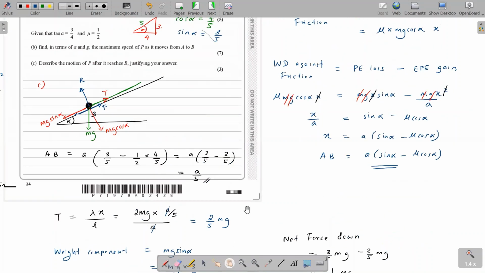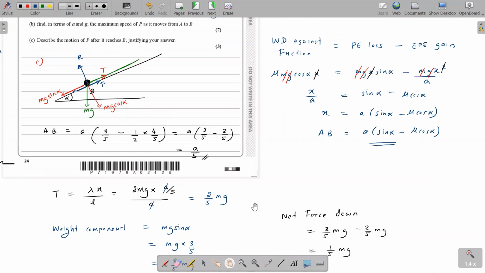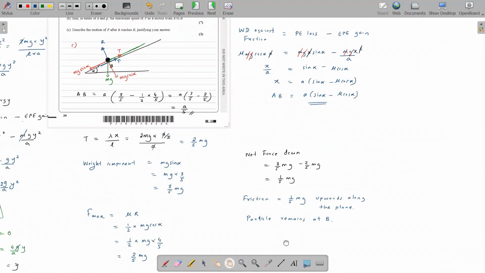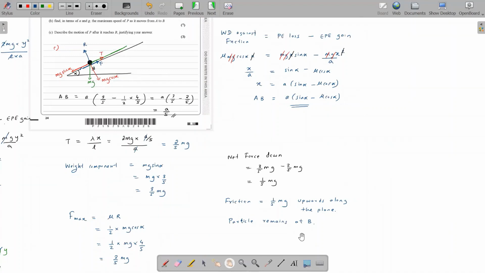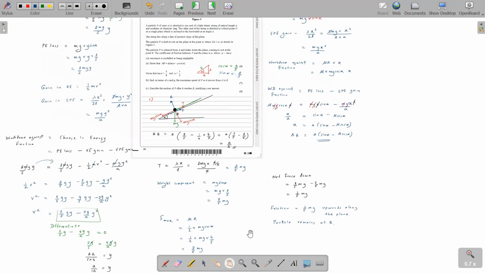Okay, and then what else are they asking you? Describe the motion of B. So what about the motion of the particle? The particle remains at B. Can you see? The particle is remaining at B. It's not going to move. Is this clear? Okay, so this is the end of this mechanics paper.